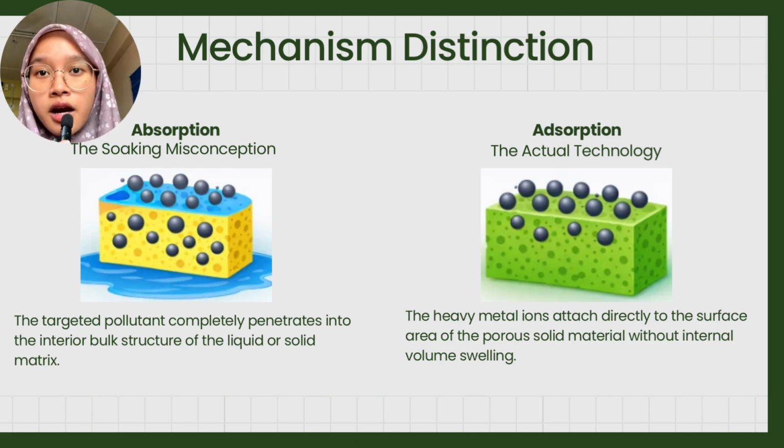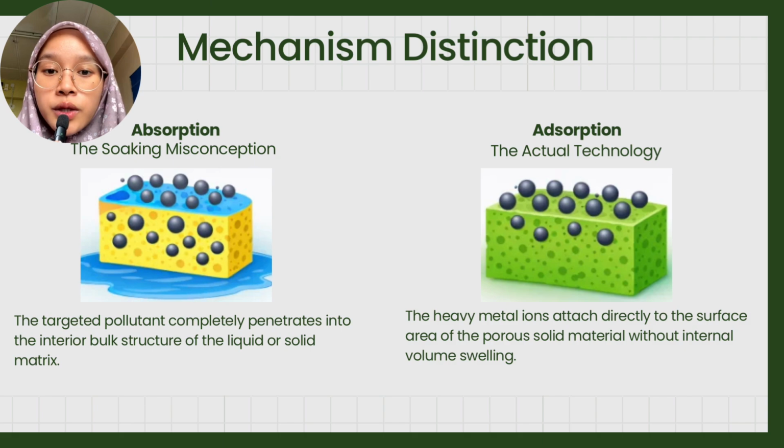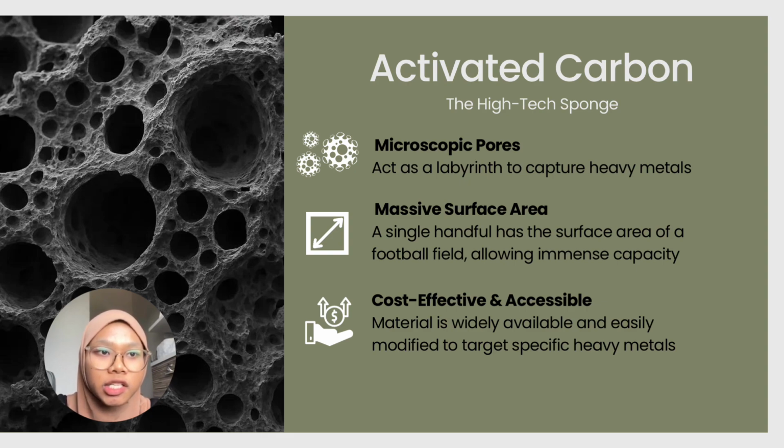Activated carbon works because it has enormous surface area filled with pores, and this gives heavy metal ions plenty of sites to attach. So the process is not about soaking, it's about sticking, and that distinction is what makes adsorption such a powerful technology for wastewater treatment. Now I will explain the adsorbent used in this wastewater treatment process, which is activated carbon.